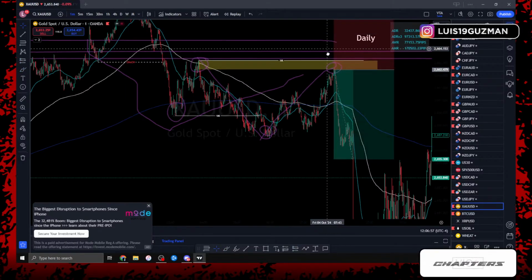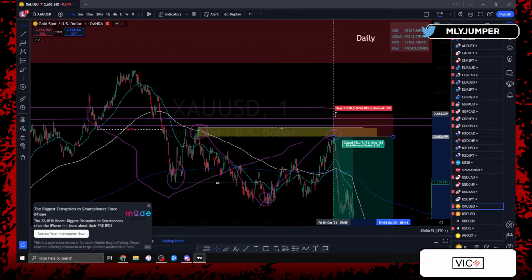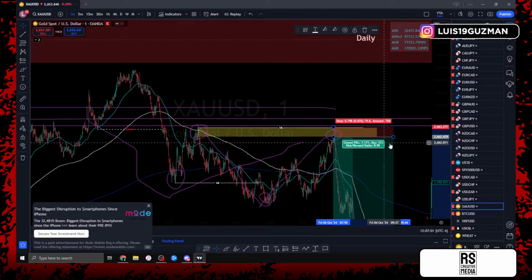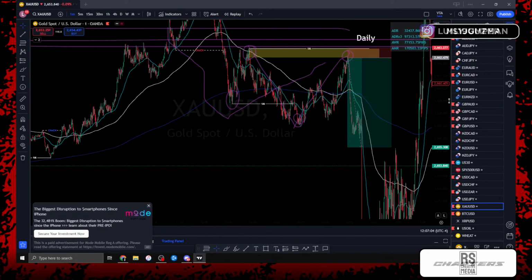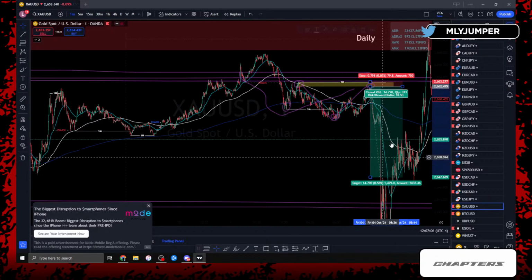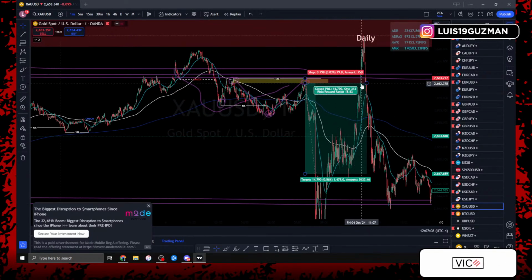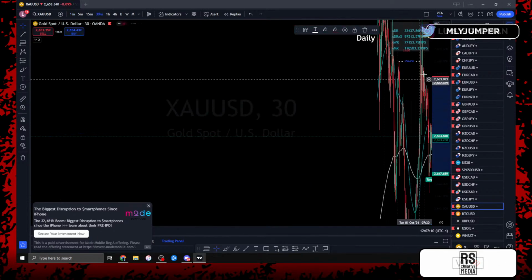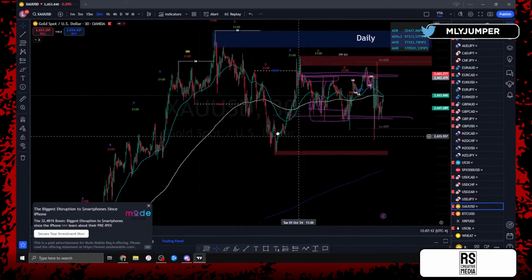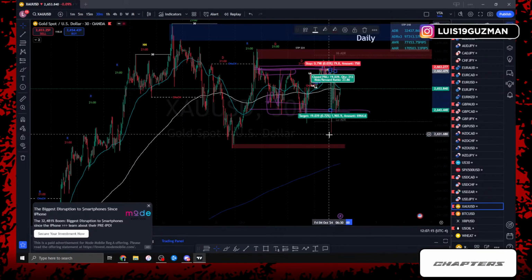right? Top of the zone of that 1 minute lower high, and TP was in the 30-minute time frame to 372, right, which is over here.